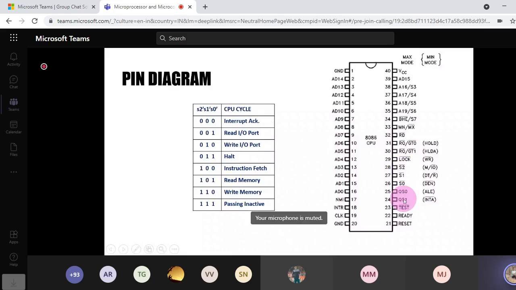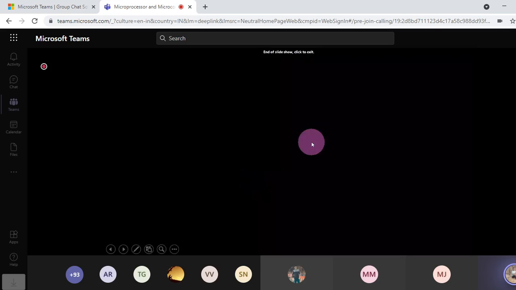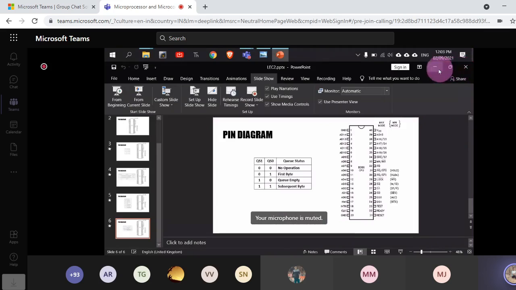Similarly, QS0 and QS1 will tell you the status of the queue, which we have already studied earlier. For 00, there is no operation in the queue. For 01, the first byte is taken. For 10, the queue is empty, and for 11, the subsequent byte will be taken. Right, so this is some information that we need to keep in mind.